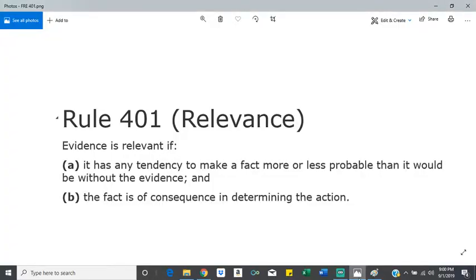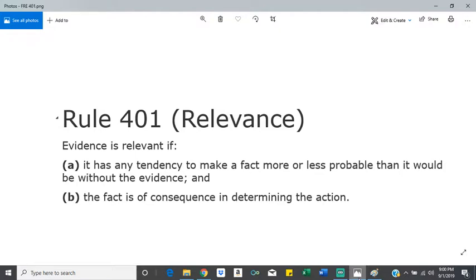So I wanted to make a video for you guys dealing with Rule 401, relevance, and I want to preface this with this is really for law school students, helping them understand the rules of evidence, specifically relevance. I think this is a really important subject matter because anytime you have evidence, the first conclusion you're going to want to make is whether it's relevant.